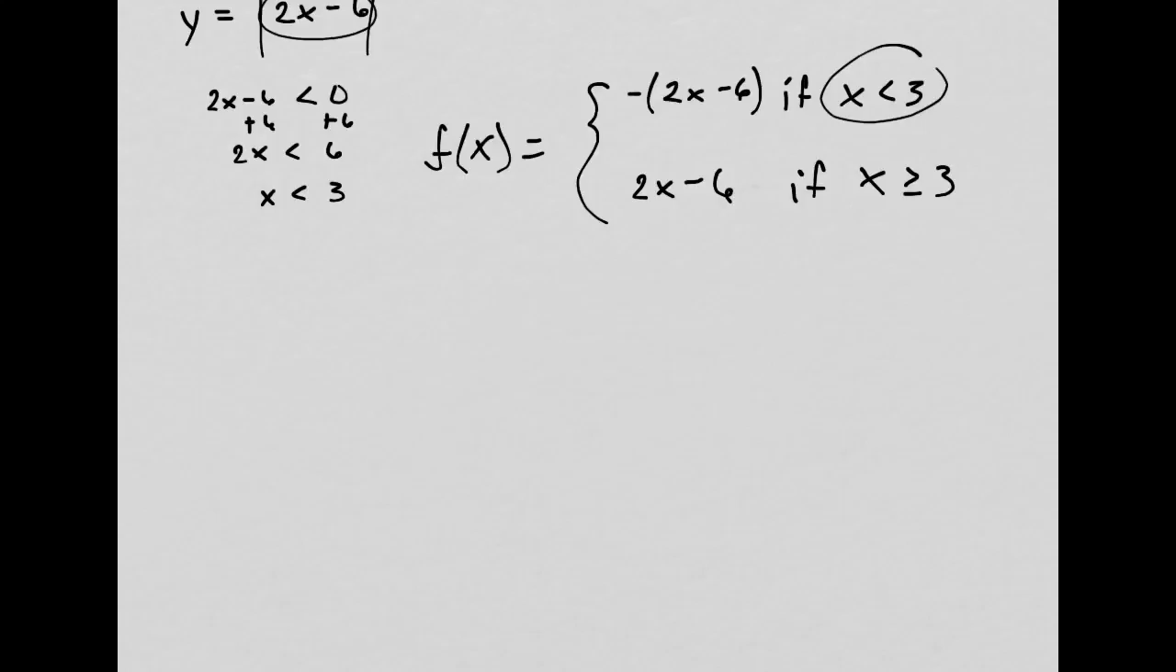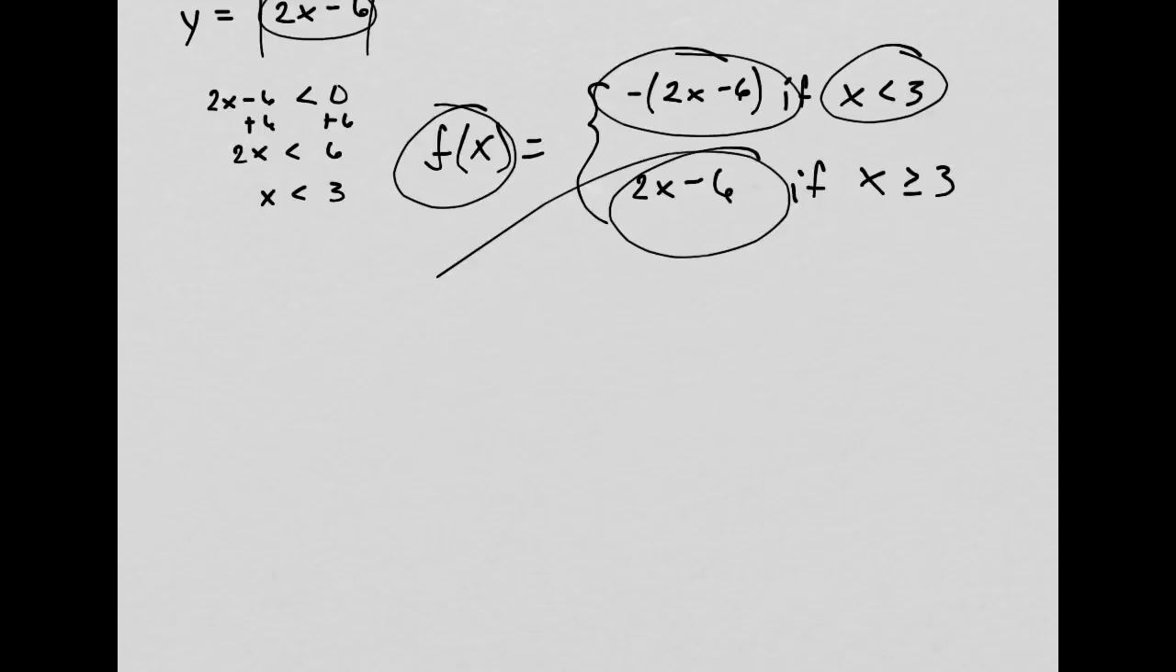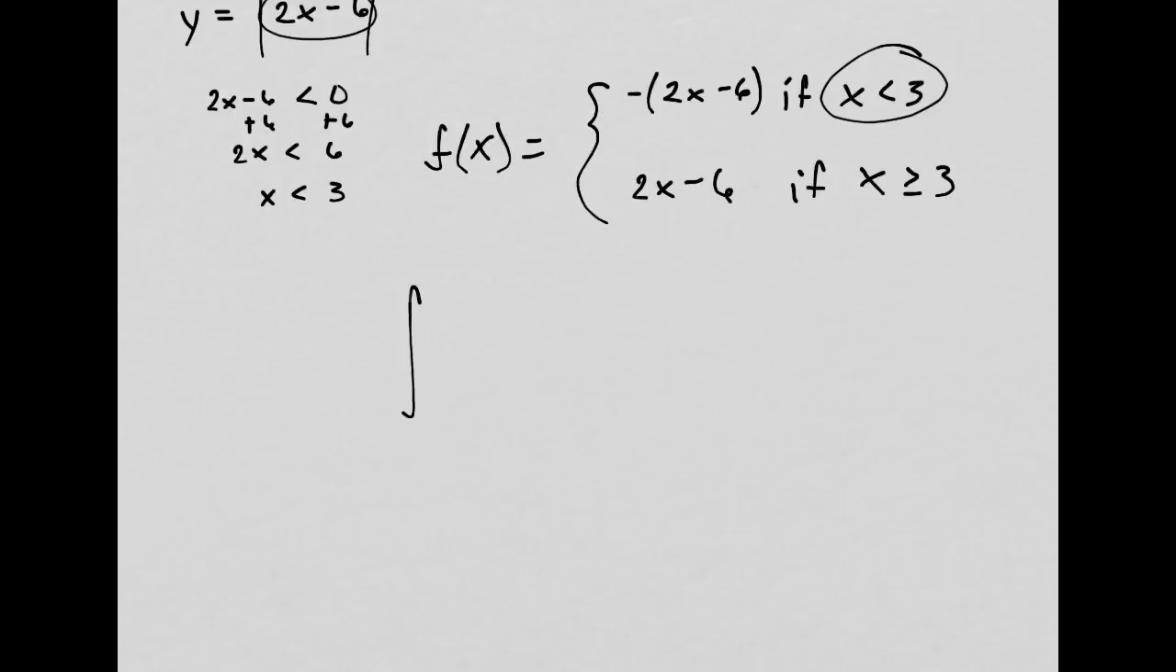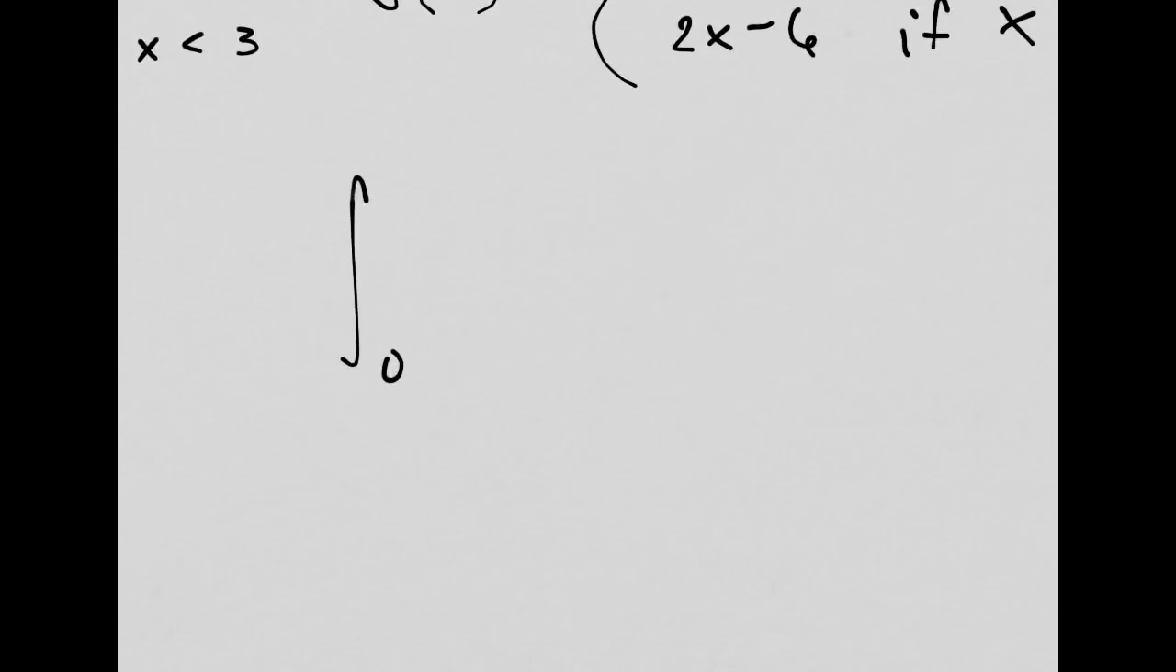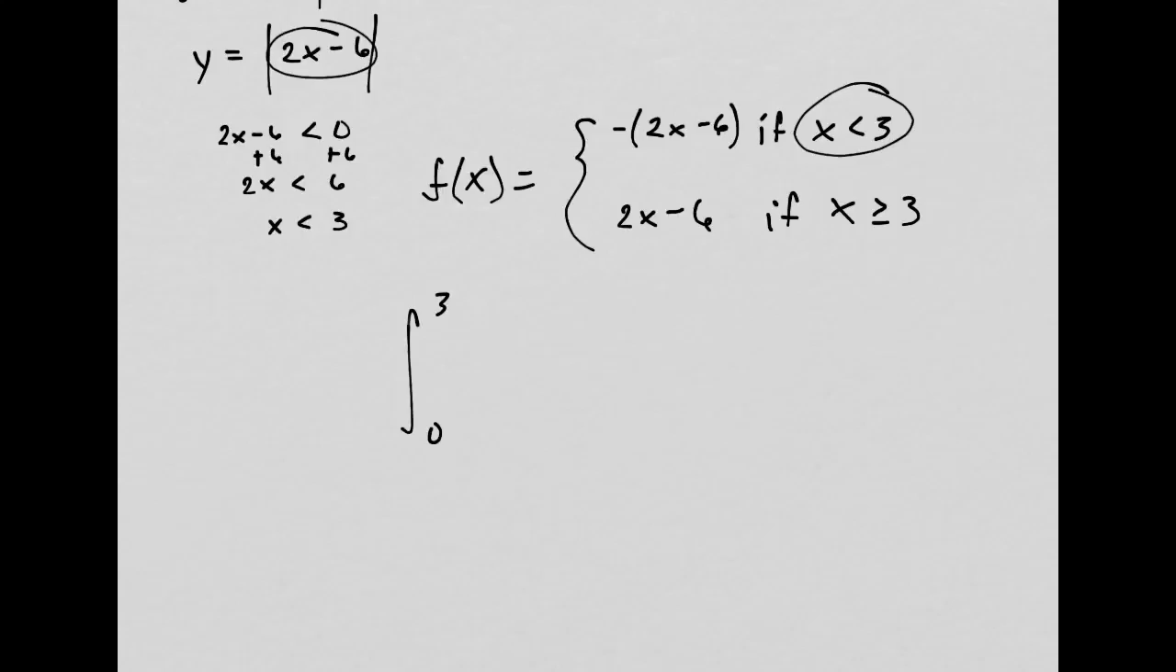So when x is smaller than 3, f of x, this function, acts like this line. When x is bigger than or equal to 3, it'll look like that line. Then to integrate this function, you have to split up your integral. Instead of 0 to 7 now, you do 0 to 3. Which function am I going to use? The top one, which is just what? Because my x values are smaller than 3.